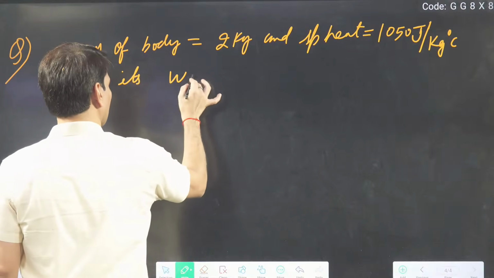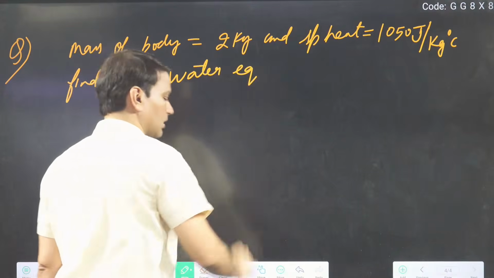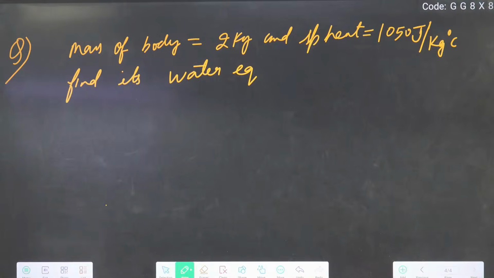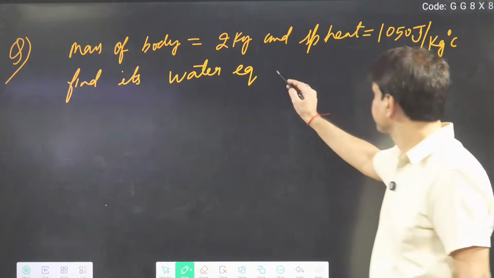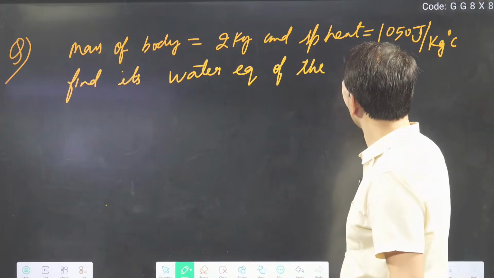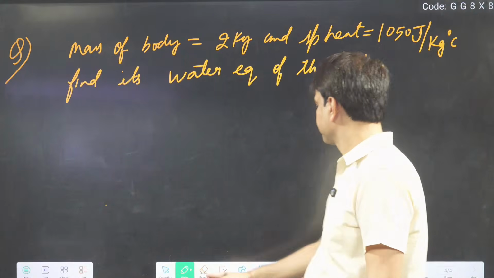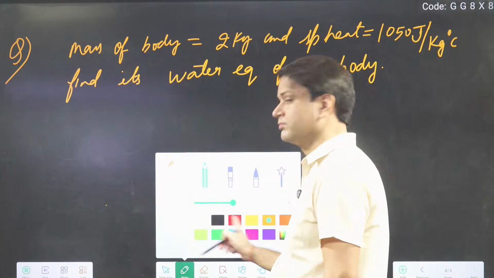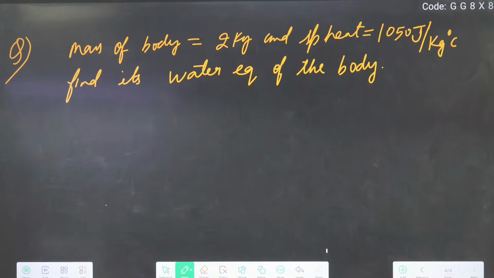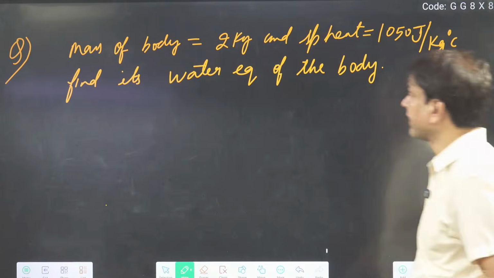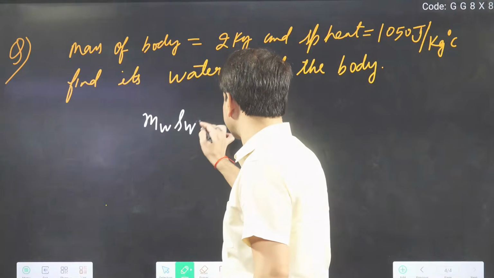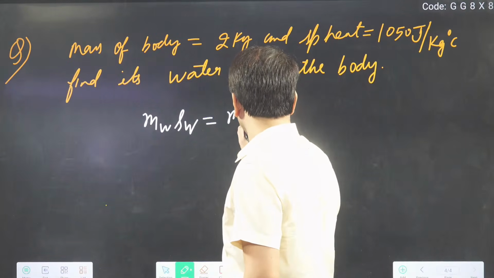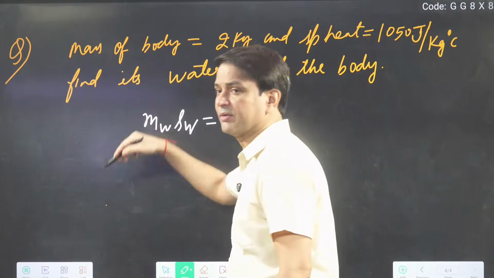What I gave: if the mass of the body is 2 kg and the specific heat is 1050 joule per kg degree C, then we have to find the water equivalent of the body. So here I gave the mass, I gave the specific heat. Then which relation will I use? MW SW is equal to MB SB. I need the water equivalent, meaning I need the MW.